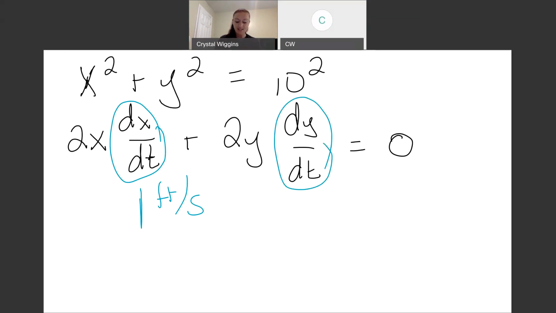dy dt is the downward shift. So this was the rightward shift. This is the downward shift, and this is what we're solving for. We want to know how fast the ladder is sliding. So we'll substitute the 1 in for dx dt, and we are solving for dy dt. So let's do that.